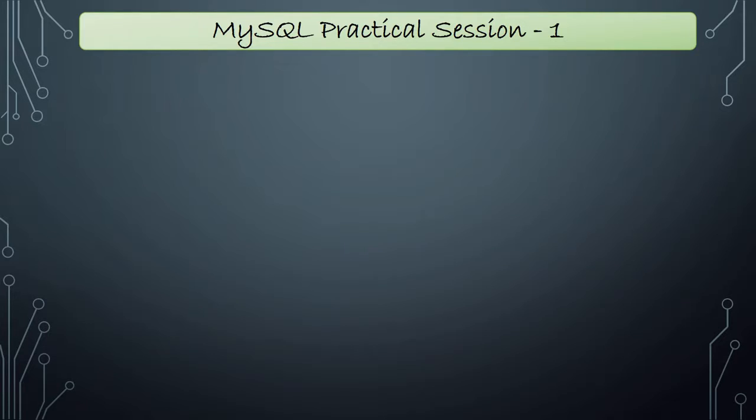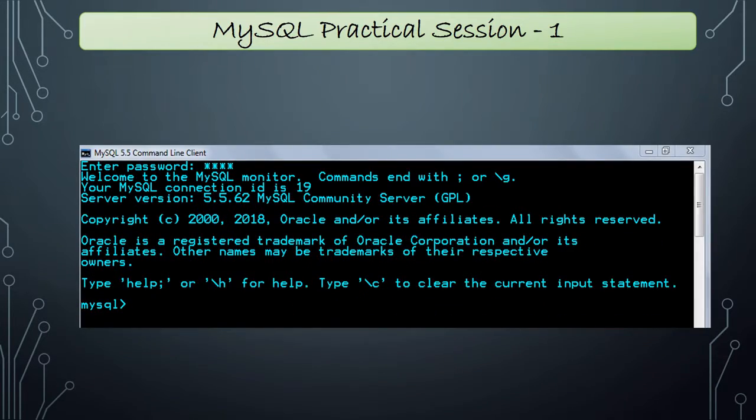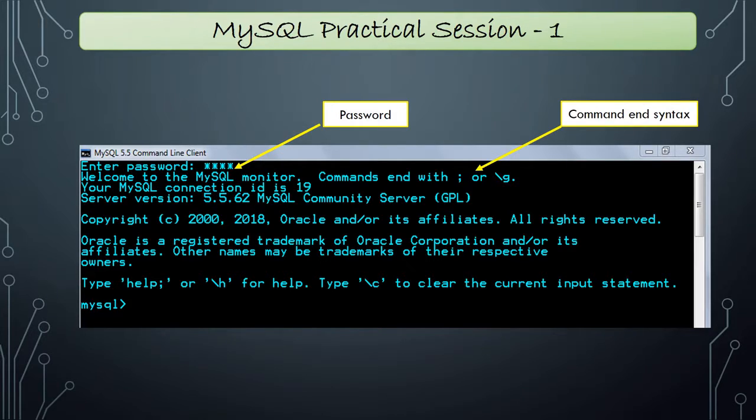Well, we will download it. Then we are having first occurrence of our MySQL window like this. So in first line we are having password that we entered while we were installing the MySQL client. After that, in second line it specifies that the commands in MySQL either end with semicolon or end with \g. In next line it is showing my connection ID, that is 19.